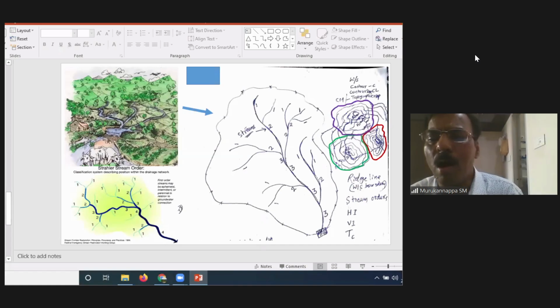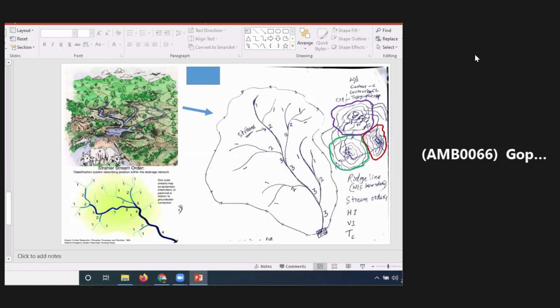Stream order, I will define. The stream order is the arrangement of drainage lines, where streams of lower order join together to form a higher stream order. These are the stream numbers in a watershed. Did you understand? Yes, sir. Clear, sir.